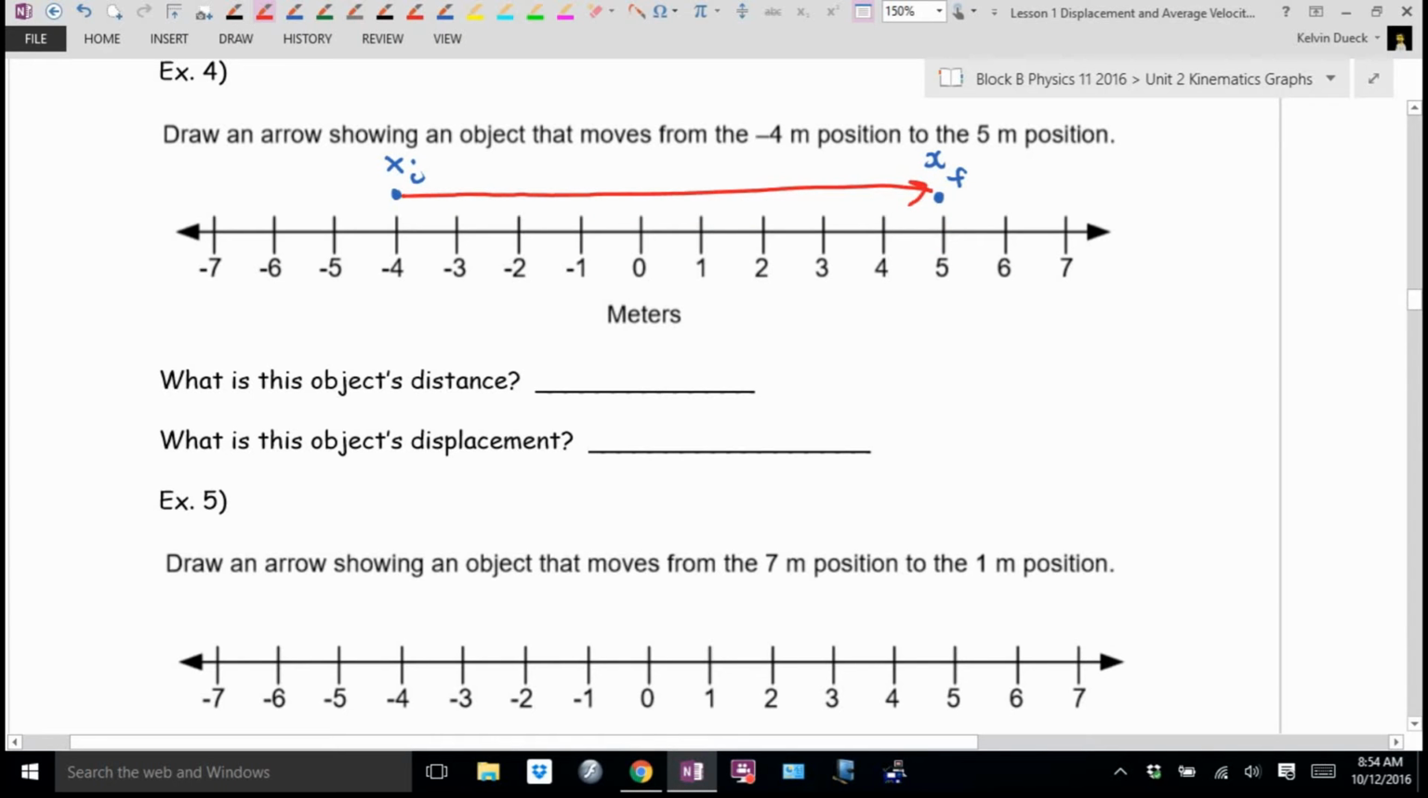If it's a bit crooked, Mr. Duke, will you take marks off? No, but I will take marks off if you do that. So don't do that.